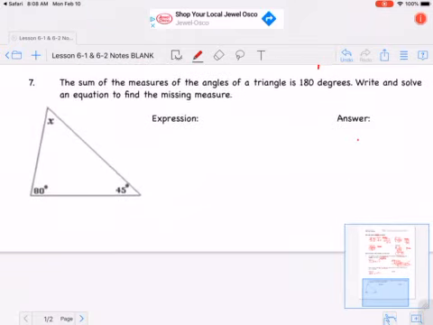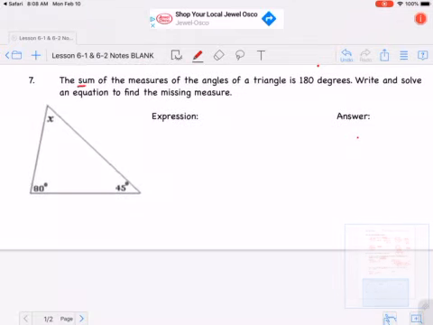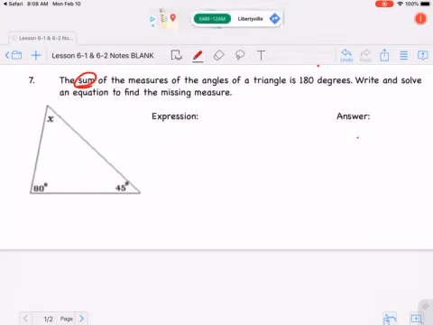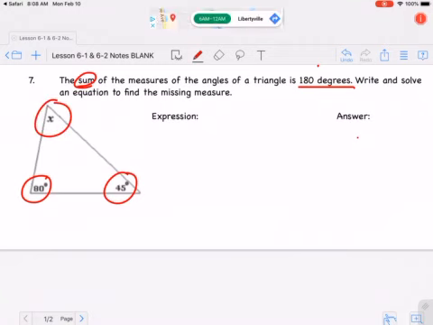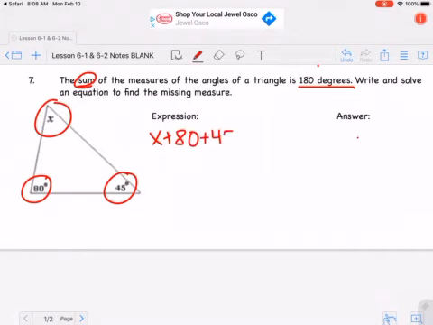All right. Number 7, it says the sum. So remember, sum means adding up all the angles. So the sum of the measures of the angles of the triangle is 180 degrees, right? And solve an equation to find the missing measure. So we have our 3 angles in our triangle. So we have x plus 80 plus 45 is equal to 180.